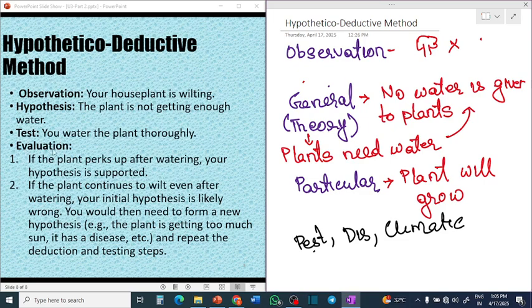As you can see, after evaluation, if the plant perks up after watering, your hypothesis is supported. And the second, if the plant continues to wilt even after watering, your initial hypothesis is likely wrong. It can be some other reason, like too much sun or a plant disease, and you will repeat the same process and see if it is giving correct results or not. Until and unless you get the correct result, you will repeat the same process.